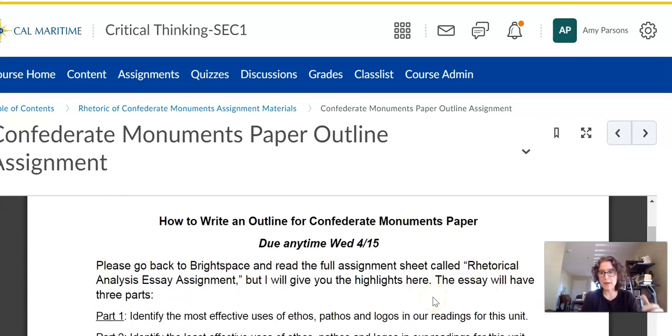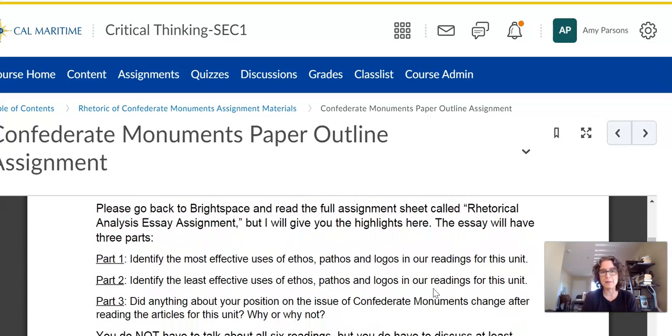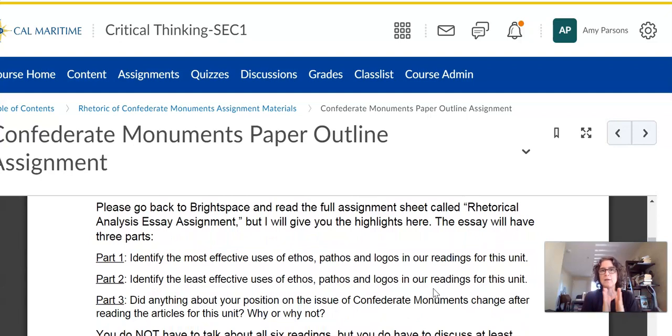The document here kind of goes through what I'm asking you to do. Looking back at the assignment sheet will be really helpful. I have given you some highlights. Remember that this paper is split into 3 parts. Part 1 is where you identify what you think of as the most effective uses of the 3 different elements of classical rhetoric in the readings. Part 2 asks you to identify less effective uses of those things in our readings. And then part 3 is just a reflection on how your own ideas about this topic developed. This can be shorter than the other parts. I'm really actually just curious.